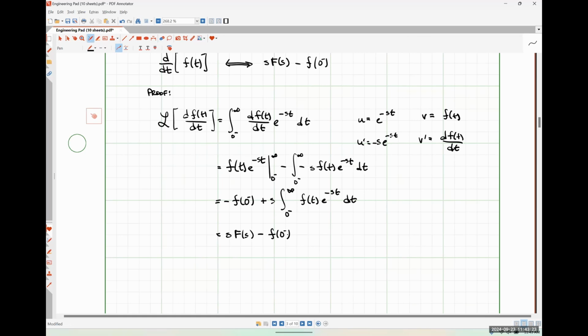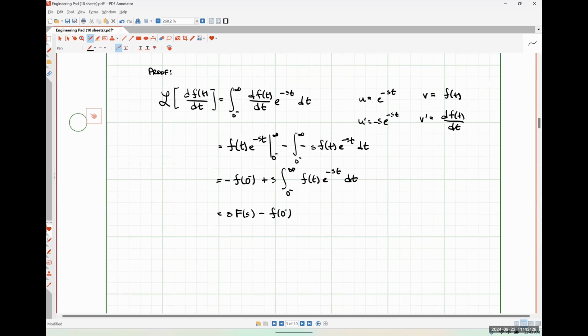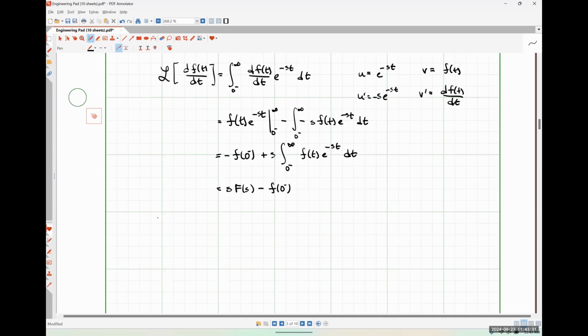Higher order derivatives are effectively just repeating that process over and over again. So if I have a second derivative, this will have a Laplace transform of s squared times F of s minus s times f of 0 minus, minus the derivative of f of t with respect to time evaluated at t is equal to 0 minus.